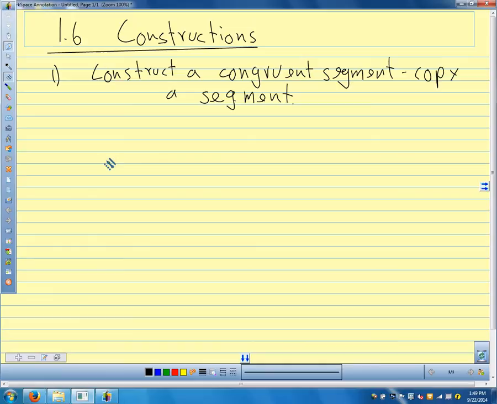So if we're going to copy a segment, copying a segment is really easy. What do we know about congruent segments? What's the same between congruent segments? Two segments are congruent. What's the same? The length. So all we need to do is make a segment, just make sure our segment is the same length. So to construct a congruent segment or to copy a segment, I'm going to draw a point. That's going to be the end point of my new segment.